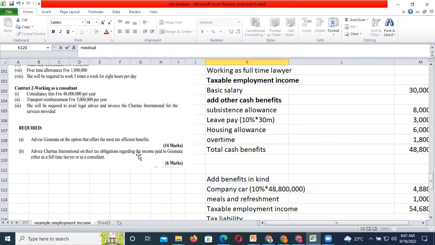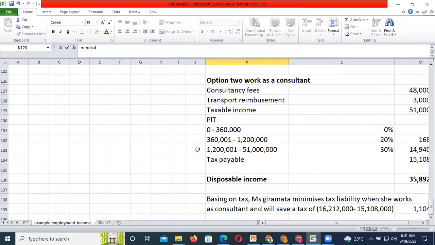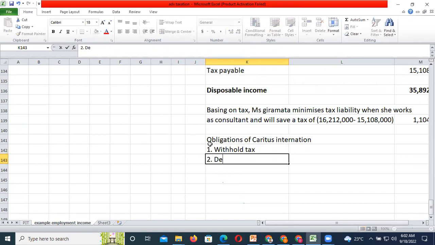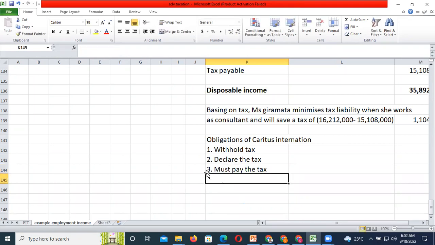Caritas International, their tax regarding the income paid to Jiramata. So the tax obligation of Caritas is to withhold, to declare, and to pay tax, and to maintain the register or the payroll. Those are the obligations of Caritas International. That is the last part. Number one is to withhold. It must withhold tax. It must declare the tax in required time, of course. It must pay the tax, and then maintain the payroll.